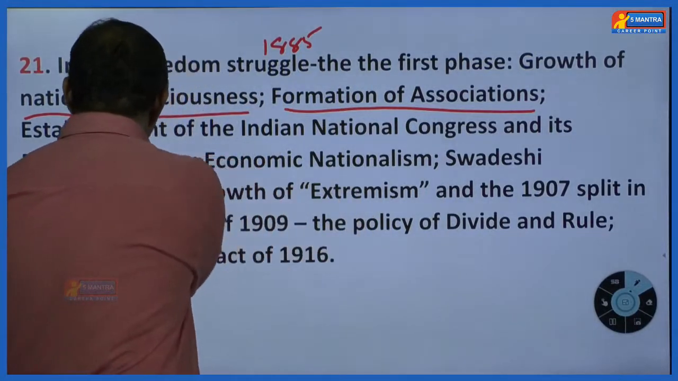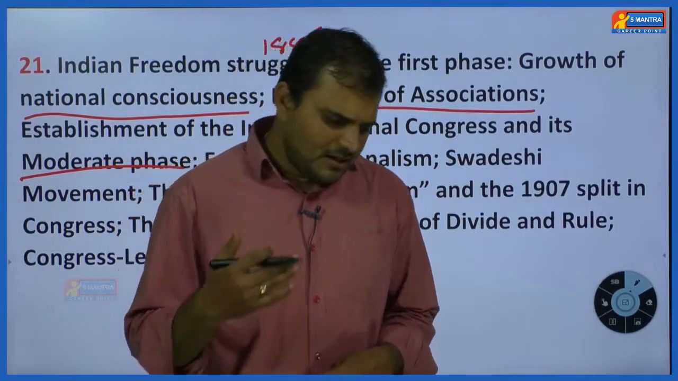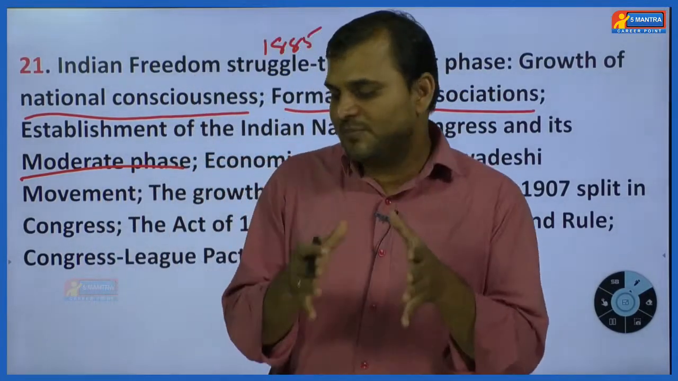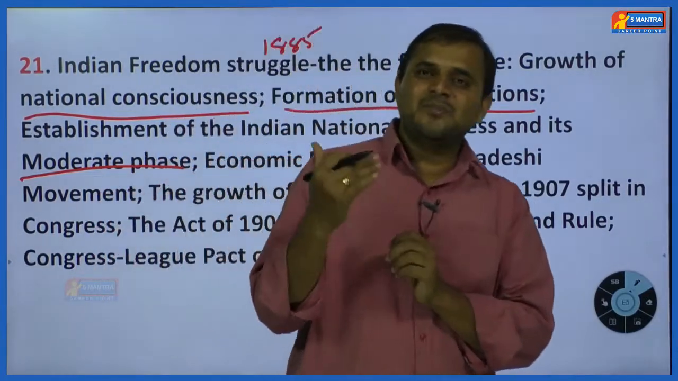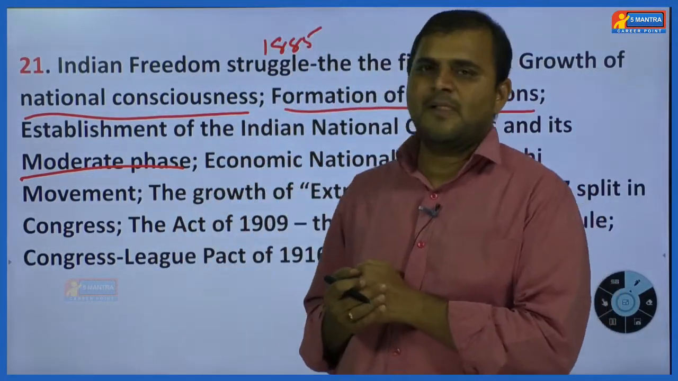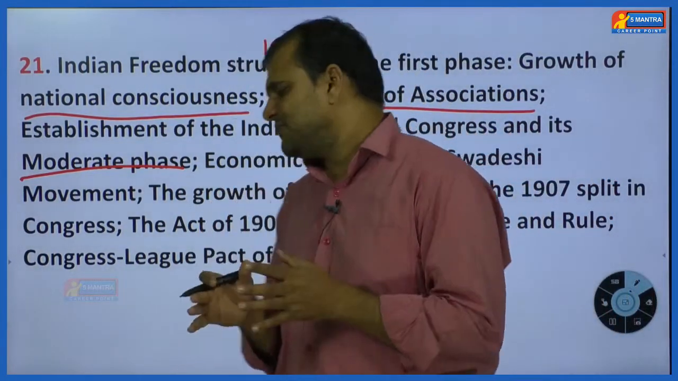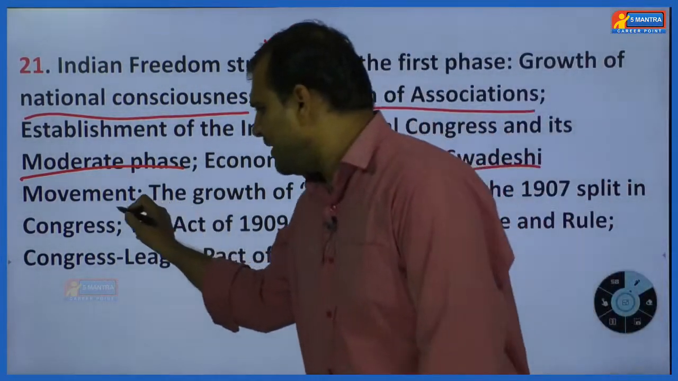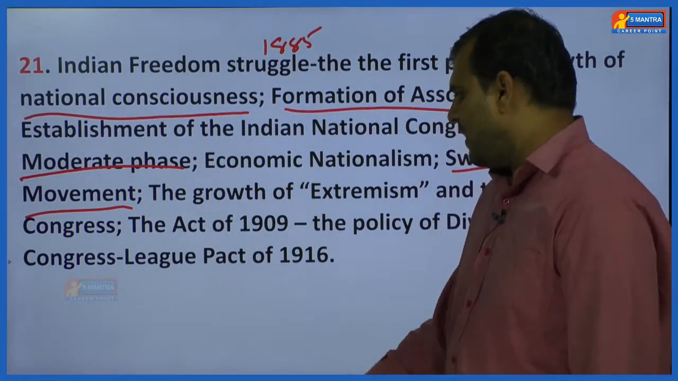And the moderate phase: moderates, Dadabhai Naoroji, Gopal Krishna Gokhale, Anand Mohan Bose, Dinshaw Wacha, based on their books. In this chapter we should concentrate on the books of these national leaders, moderate leaders, and their statements related to the moderate movement and the national movement, and newspapers, pamphlets, and books related to these leaders. We should learn this from this chapter. And the Swadeshi movement, meaning the partition of Bengal in 1905, we discuss in this chapter, right?